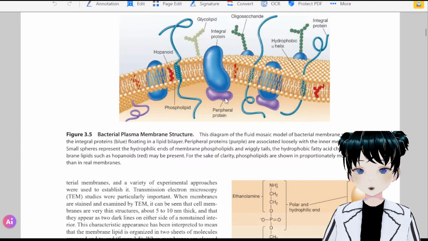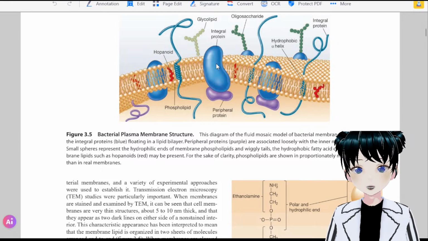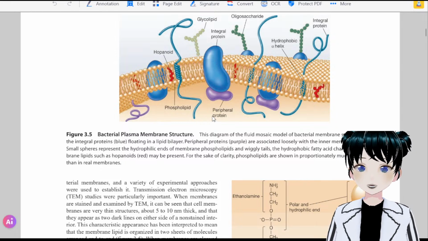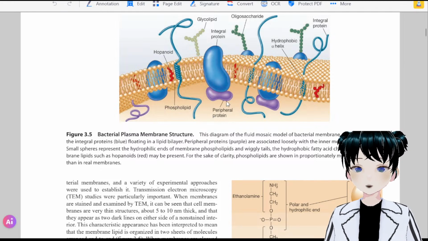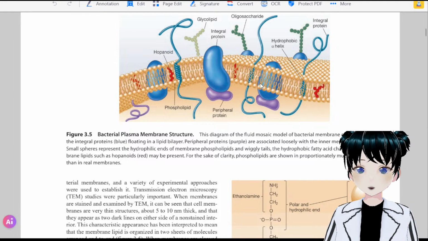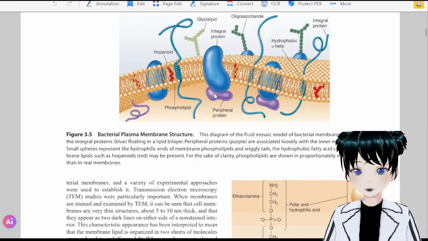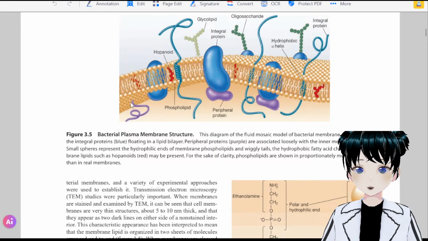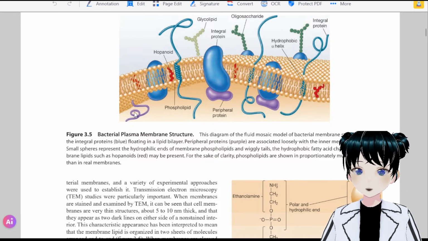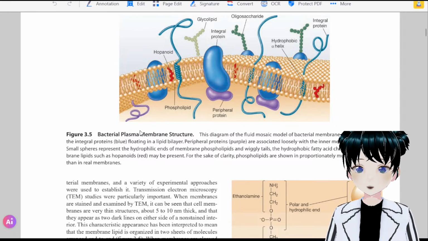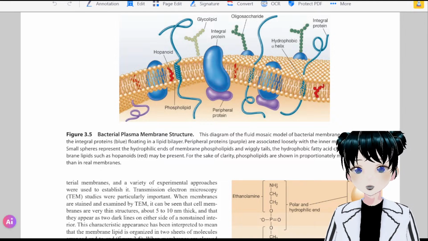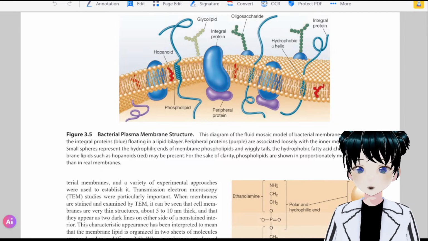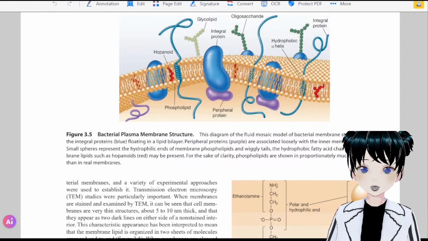Now these are integral proteins because they are integrated into the lipid bilayer. Now there are peripheral proteins. Peripheral means out on the outside. They are not embedded in the cell membrane. They are either attached to the integral proteins or just outside the membrane, right? There is no part in the protein that is inside the lipid bilayer.